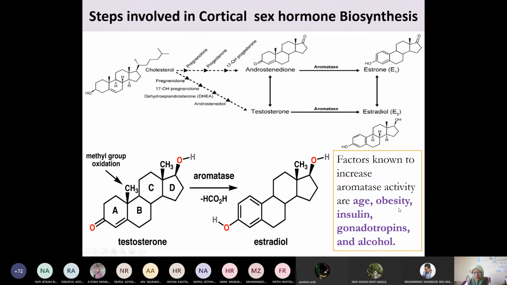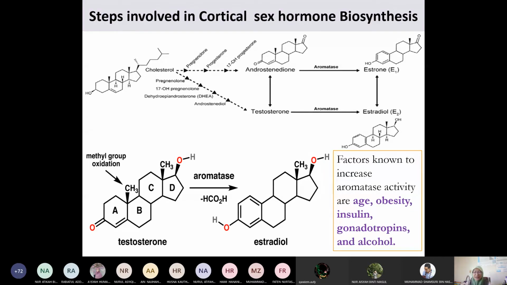The factors that affect aromatase activity include age. In terms of age, meaning a certain age, for example from puberty and reproductive age, aromatase enzyme activity increases. Obesity also increases it. Insulin, since it's an anabolic hormone, also increases aromatase enzyme activity. Gonadotrophin and some alcohol action also increase aromatase activity.